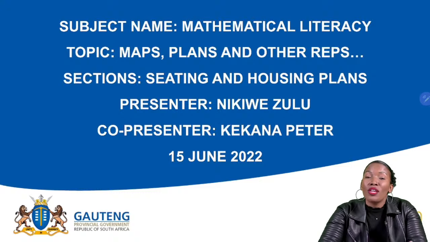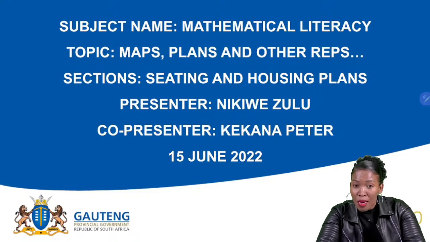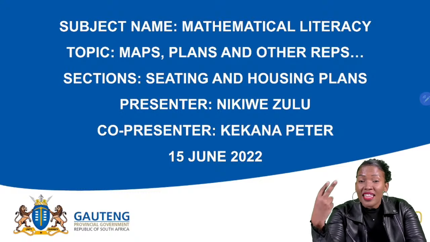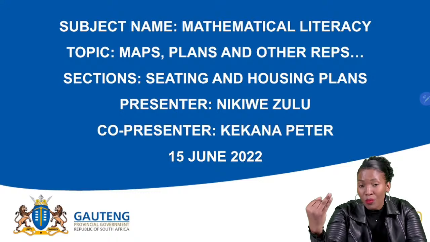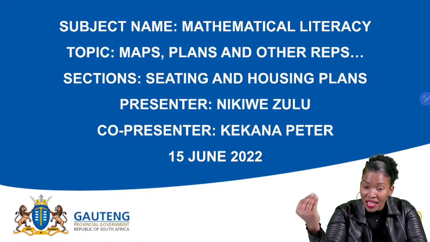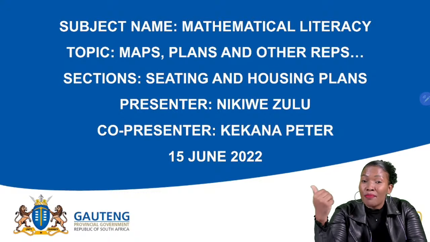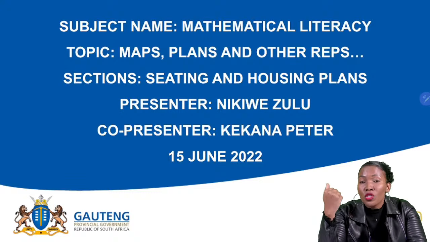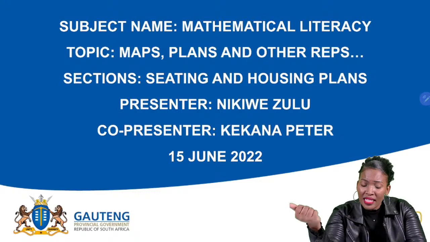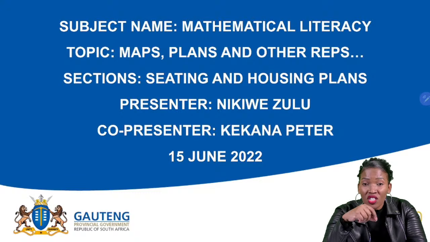Just a quick recap on what we learned the previous time on the section of maps, plans, and other representations of the physical world. We worked with scale, and we learned that in MathLit, we've got two types of scales. That is your number and your bar scale. And then from working with the scale, we know that you will be asked to explain the meaning of the scale. So you must know the meaning of the scale, either a bar or a number scale. And then you must also be able to use your given scale to calculate the actual distance between the two places.